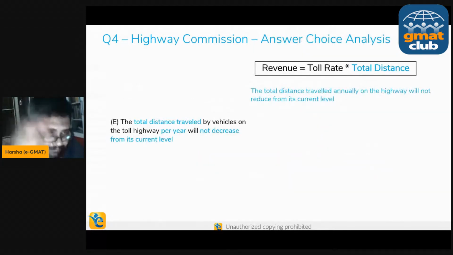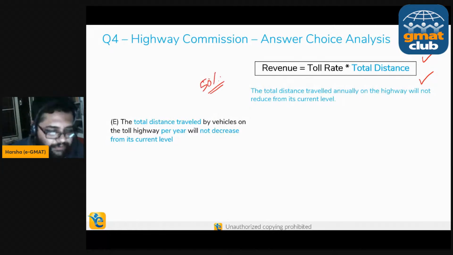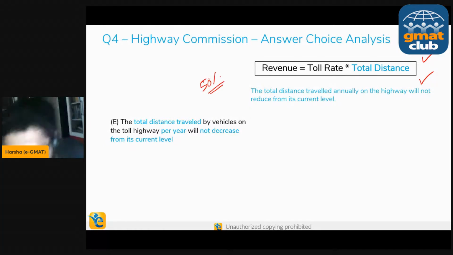Now, given this pre-thinking, now that you have spent this time figuring this out, look at option E and tell me why it's not the right answer. So 50% of you chose option E, which means I'm very happy to see 50% of you had this clarity in your mind. Option E says the total distance traveled by vehicles on this highway per year, or in other words, annual, will not decrease from its current level. Exactly what we are seeing here.